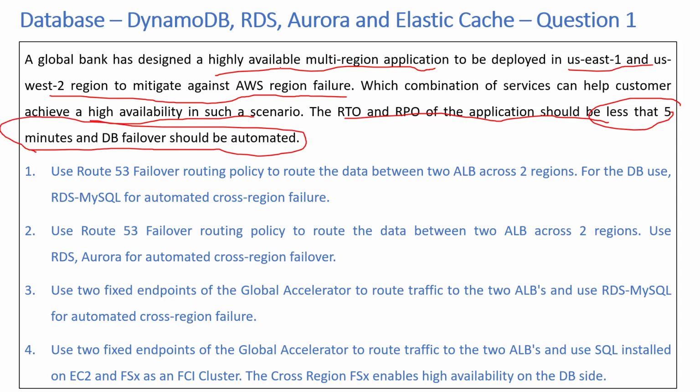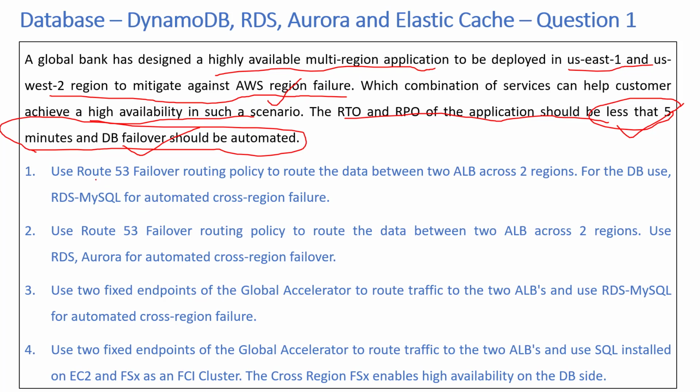So these are the three key requirements you have. One, at both app, web and database tier, you need to have an application that can withstand AWS region failure. The second one is that RTO and RPO should be less than 5 minutes. And the third requirement is that the database failover should be automated. Now let's take a look at what options we have.